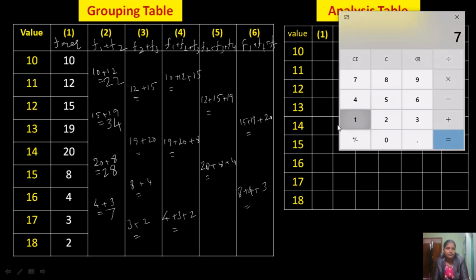Then 12 plus 15, we have 27. Then 19 plus 20, we have 39. Then 8 plus 4, we have 12. Then 3 plus 2, 5.